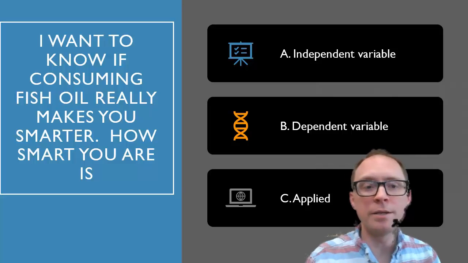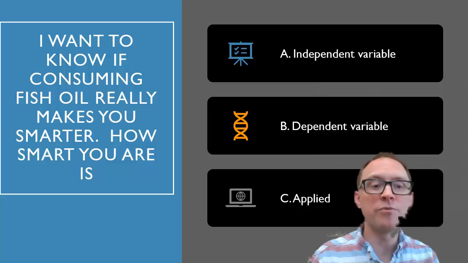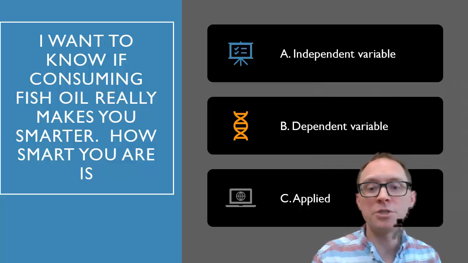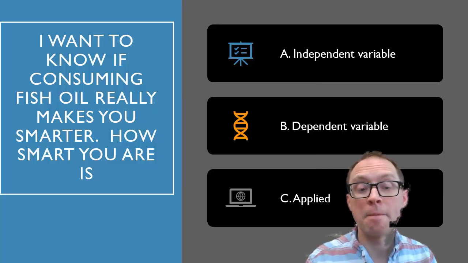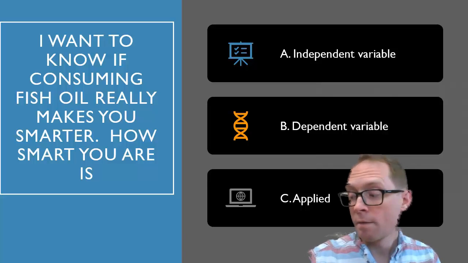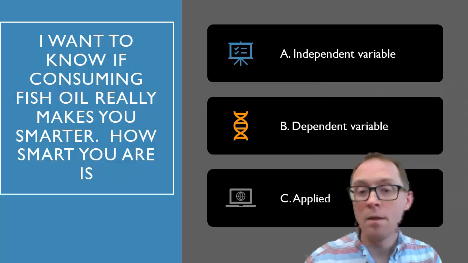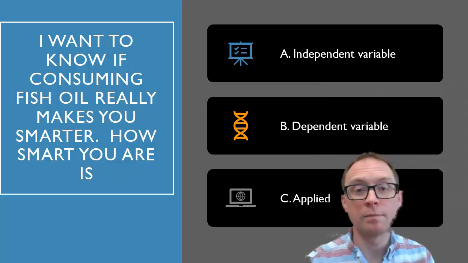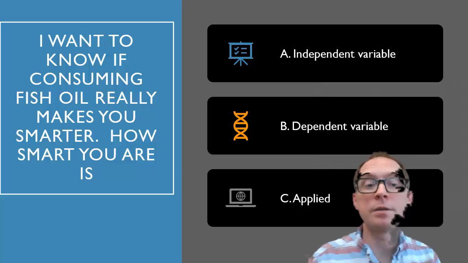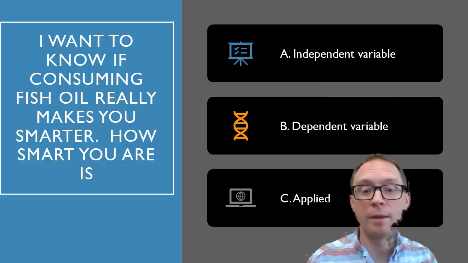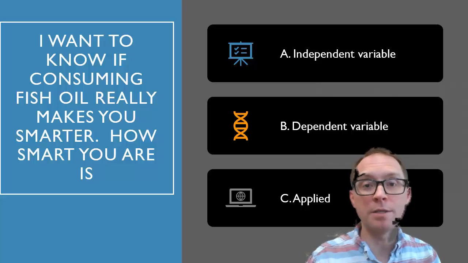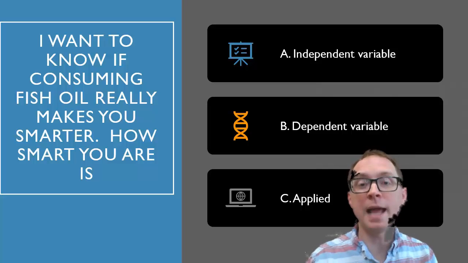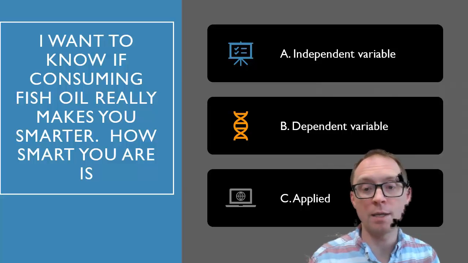Okay, so here is a knowledge check for you. I want to know if consuming fish oil really makes you smarter. How smart you are would be a dependent variable. The independent variable is whether or not you eat fish oil. The dependent variable is how smart you are. Dependent is the outcome variable, the outcome that we want.